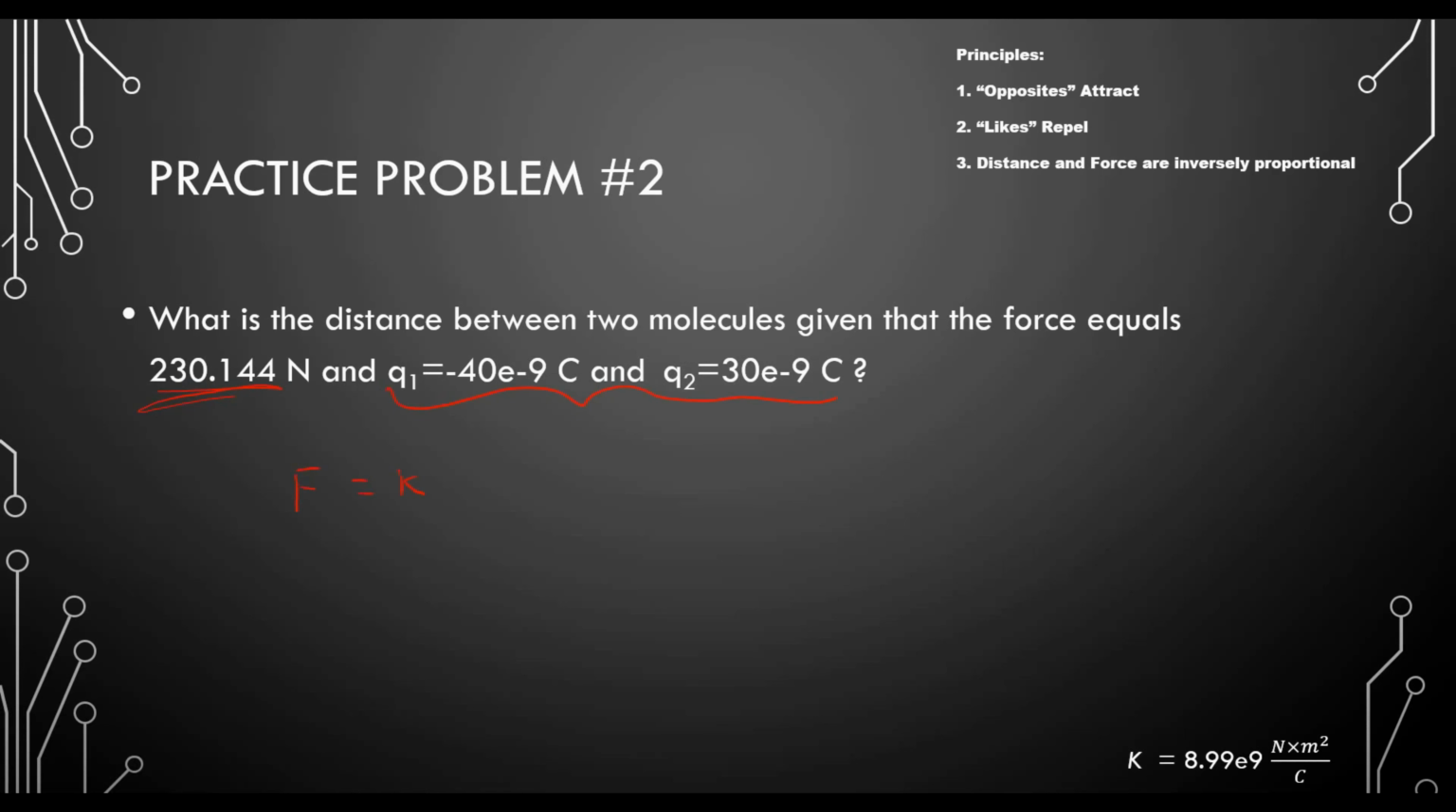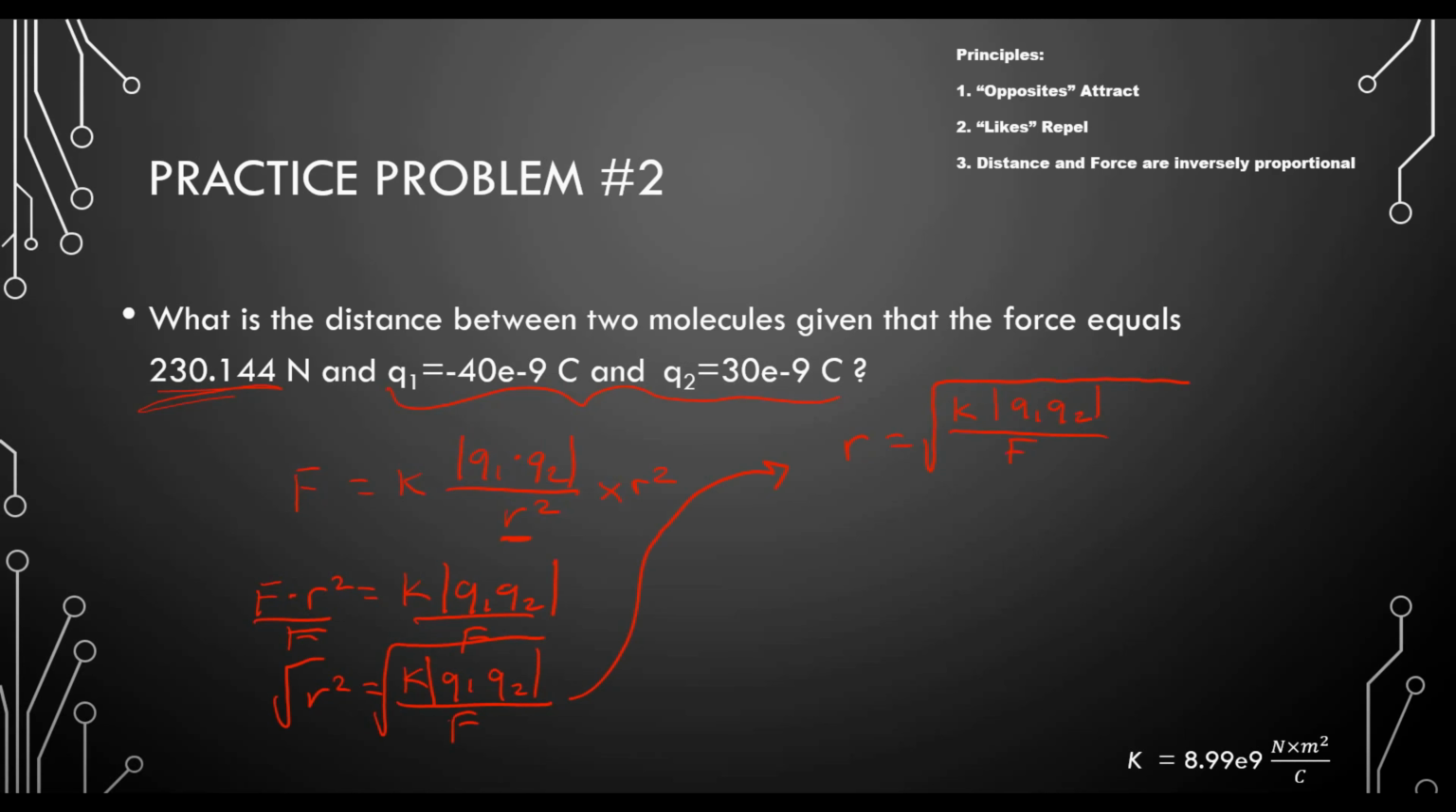So we know that force equals K Q1 times Q2 divided by R squared, and we need to solve for R. And so all we have to do is multiply by R squared, and that gives us F times R squared equals K Q1 Q2, and then divide by F, and that gives you R squared equals K Q1 Q2 divided by F, and then you just take the square root of both sides. And so that gives you R equals the square root of K Q1 Q2 divided by F.